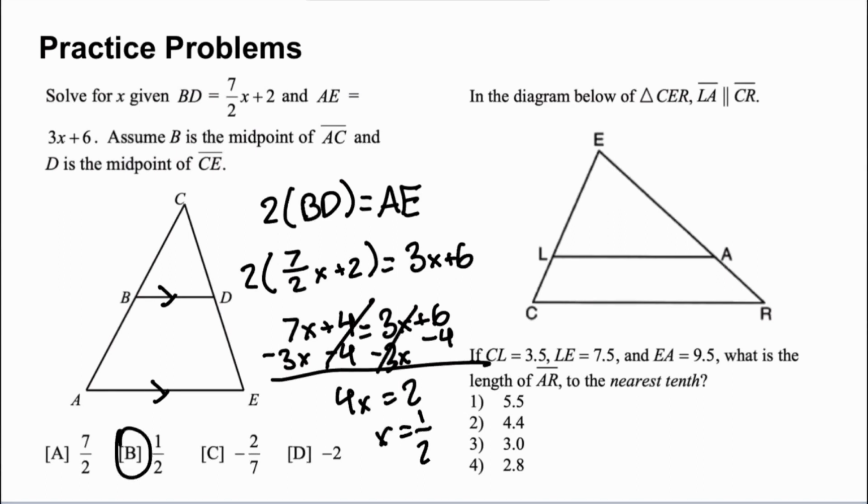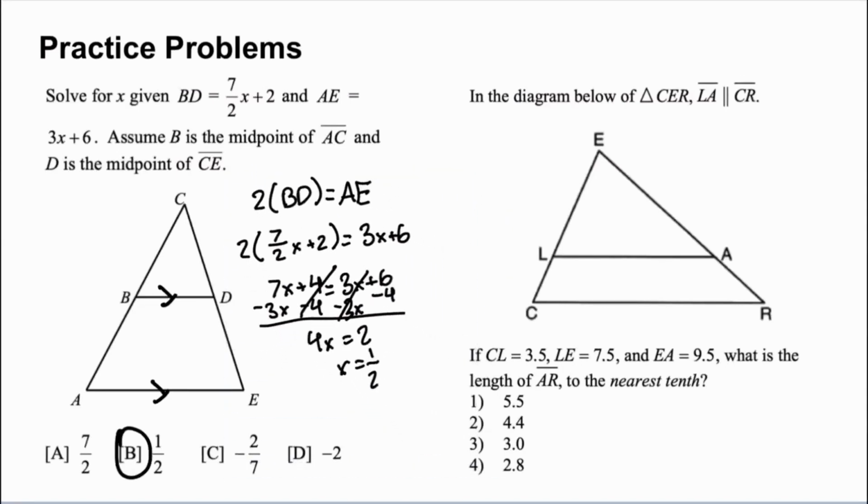Now for the second question, this is going to be more side splitter theorem, not the triangle midsegment theorem. I'm going to give you a chance to read that, and I'm going to label really quickly. CL is going to be 3.5, LE is going to be 7.5, EA is going to be 9.5. And this is parallel, so we can use the side splitter theorem. We need to find this length AR to the nearest tenth.